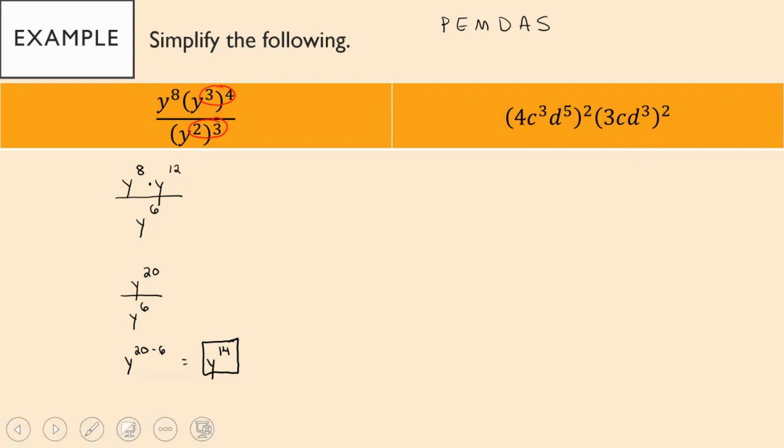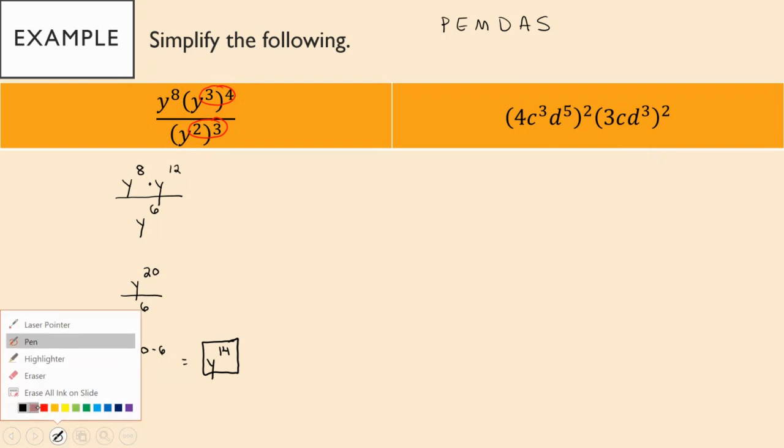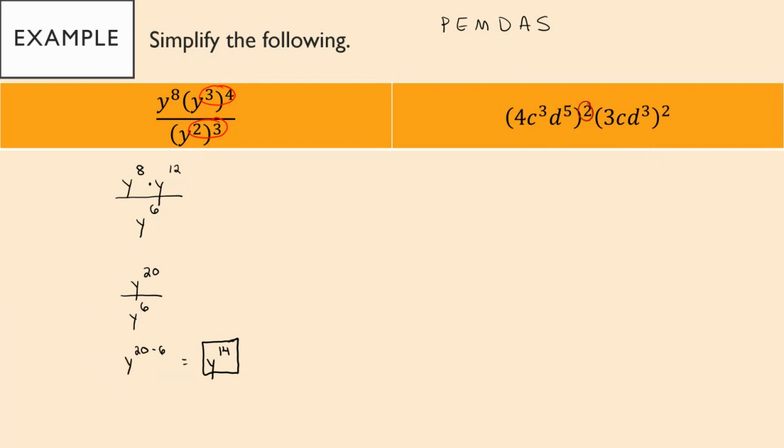And the same with the second set of parentheses. We have 3, C, and D. We can't really do anything with those. We can't multiply those. So we're going to skip the parentheses step and go to the exponent step, and that is where we're going to distribute the exponent. So this 2 gets attached to the 4, it gets attached to the C cubed, and it gets attached to the D to the 5th.